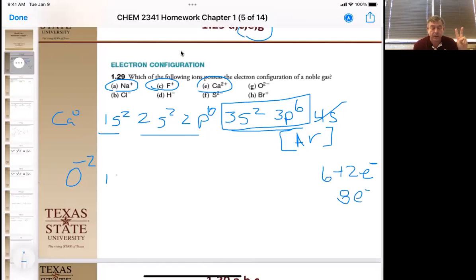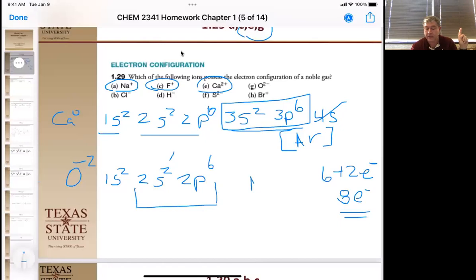Okay, so we have the 1s and we have 2 electrons there. So then we have the 2s and we've got to put 2 electrons there. And then we have the 2p. Now we need a total of 8 electrons in this outer shell. So we already have 2. So let's put 6 more here. Now we have a filled shell. Oxygen has the electron configuration of neon, which is the filled shell, the filled 2 shell.